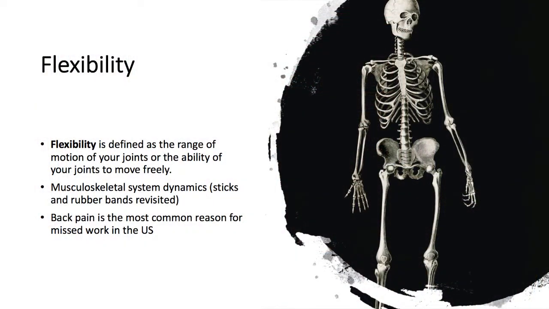So flexibility is defined as the range of motion of your joints, or the ability of your joints to move freely. Musculoskeletal system, again, I want you to think about those sticks and rubber bands, right? If your muscles are out of balance because of tightness and weakness, or tightness and looseness, then they're going to pull all of those sticks out of balance. And when those sticks are out of balance, then your body really begins to hurt. And again, back pain is the most common reason for missed work in the United States.